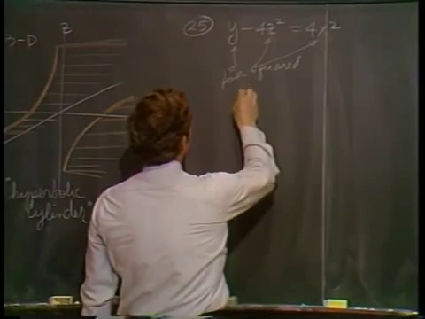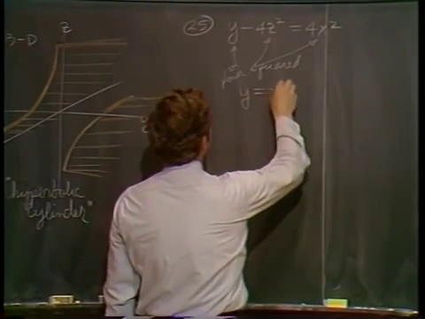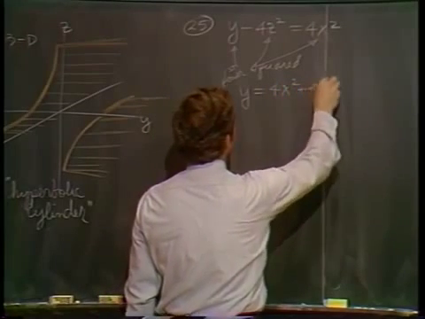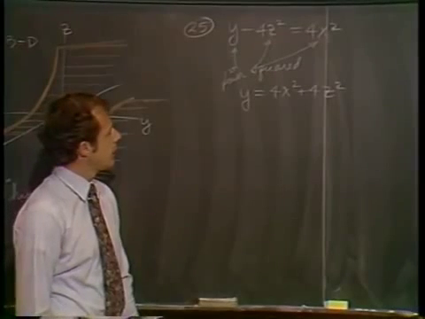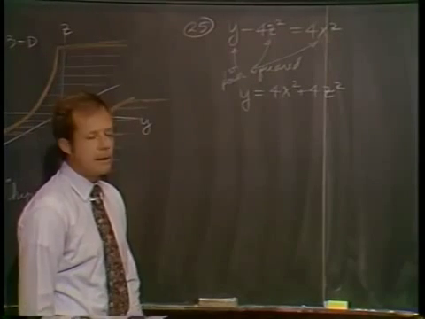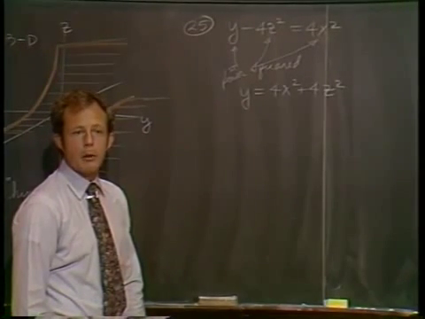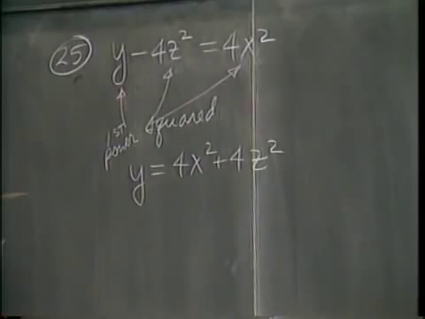What you might want to do is write it this way: y equals 4x squared plus 4z squared. That is to combine the squares together. And as such, you might see what I indicated yesterday to be a parabolic surface, a paraboloid.